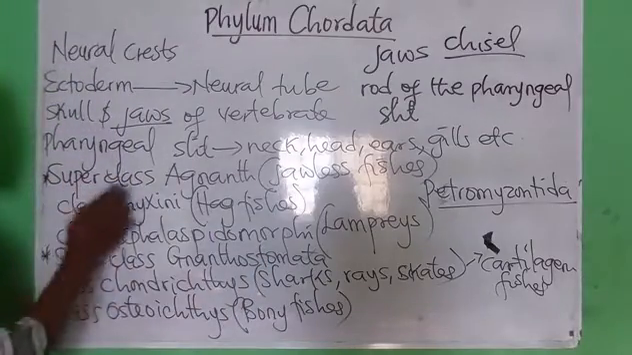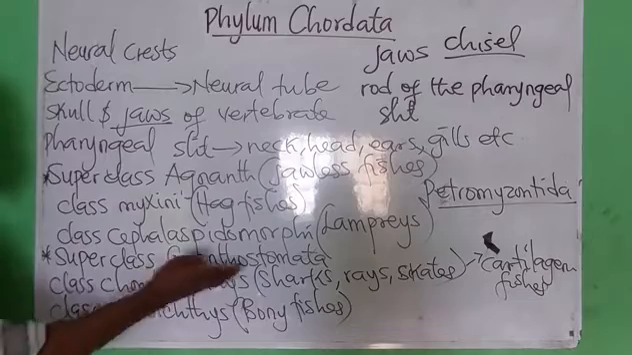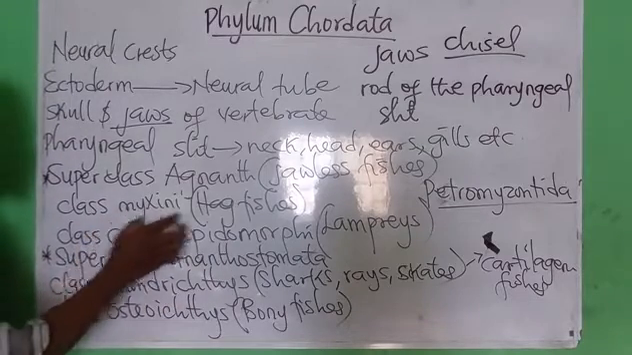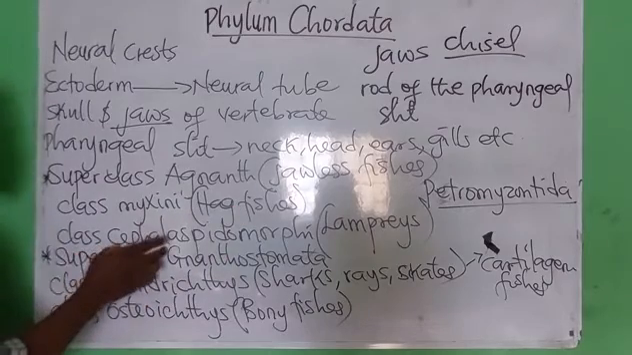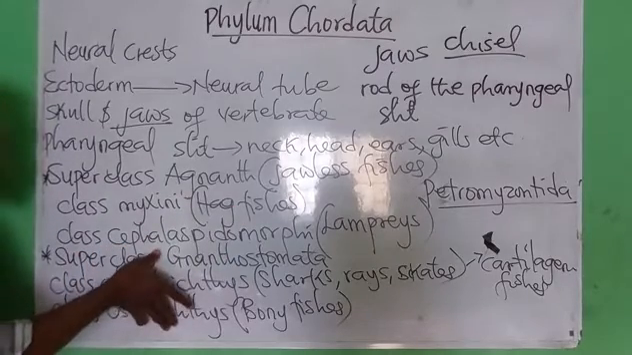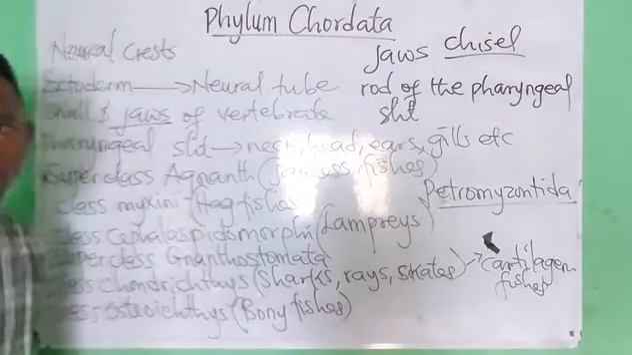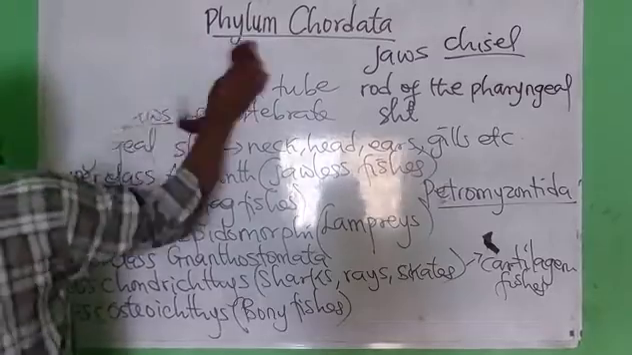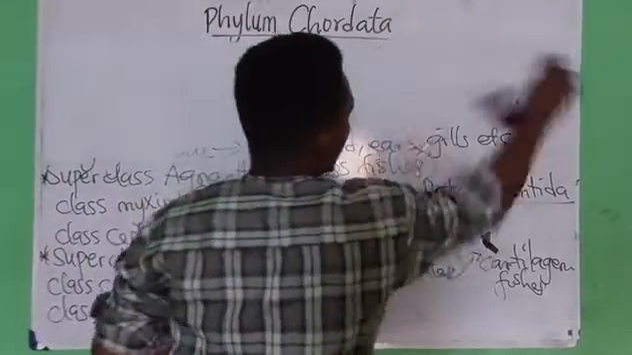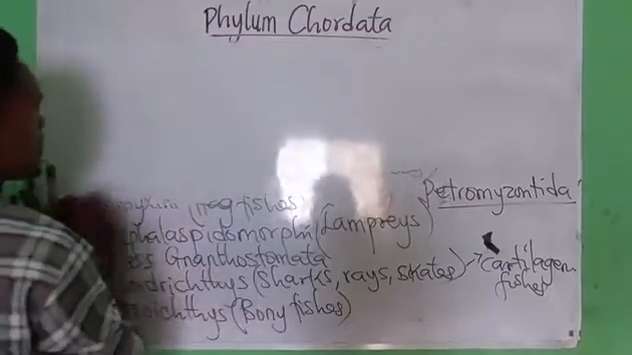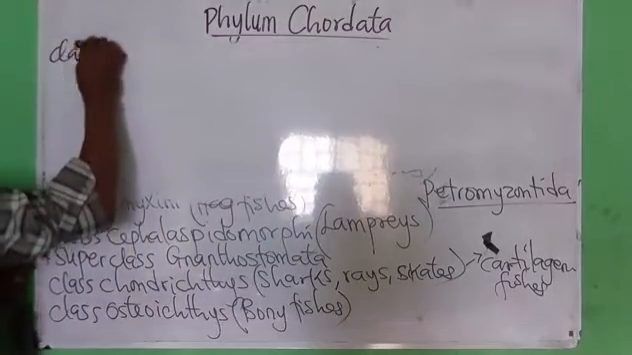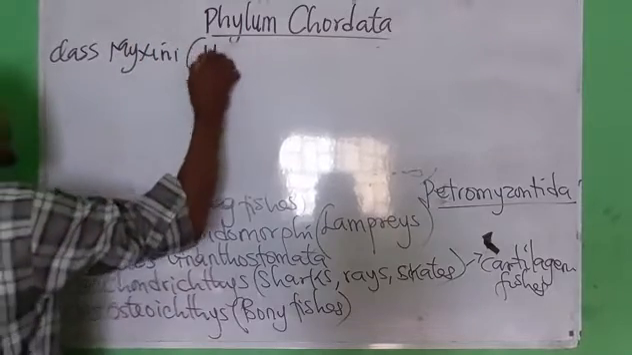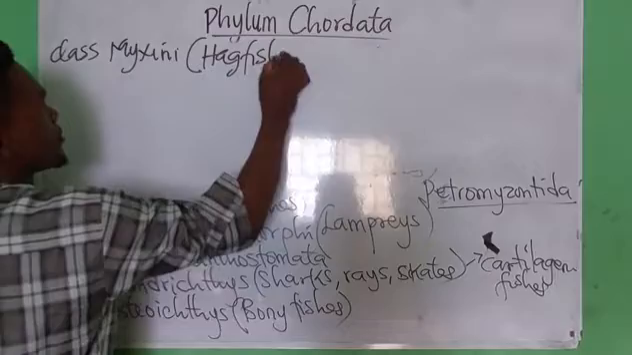Now we have superclass Agnatha and superclass Gnathostomata. Now we are going to be looking at the features of class Myxini, that is the hagfishes, and class Cephalaspidomorphi. Let's take the first one, class Myxini, and of course that is where you have the hagfishes.